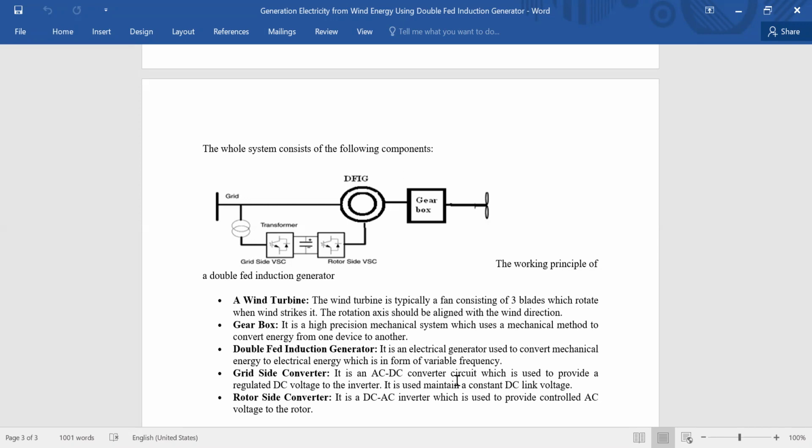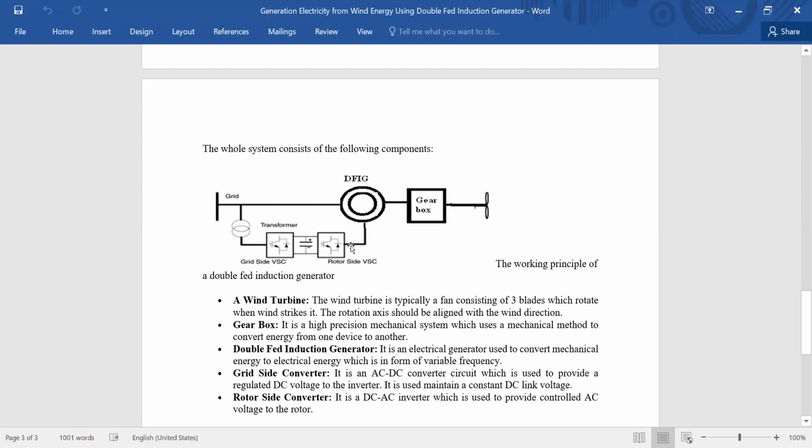I already told you about the grid side converter and the rotor side converter. Here the AC to DC and DC to AC converters are there. The grid side converter is an AC to DC converter, acting as a rectifier circuit, which is used to provide a regulated DC voltage to the inverter. So it is used to maintain a constant DC link voltage.